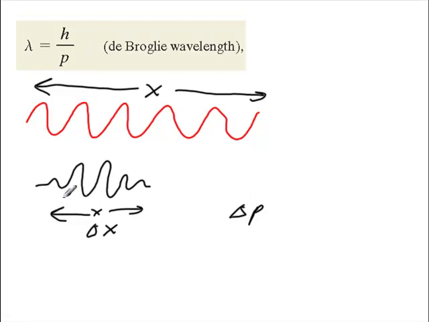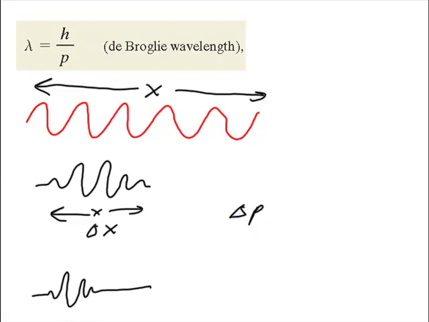Now I can make this wave packet smaller. I can make it really as narrow as I like. But again, the trade-off is that if I make this wave packet narrower, I have to use more different wavelengths, and as a result, more different momenta. I get a bigger change in momentum.